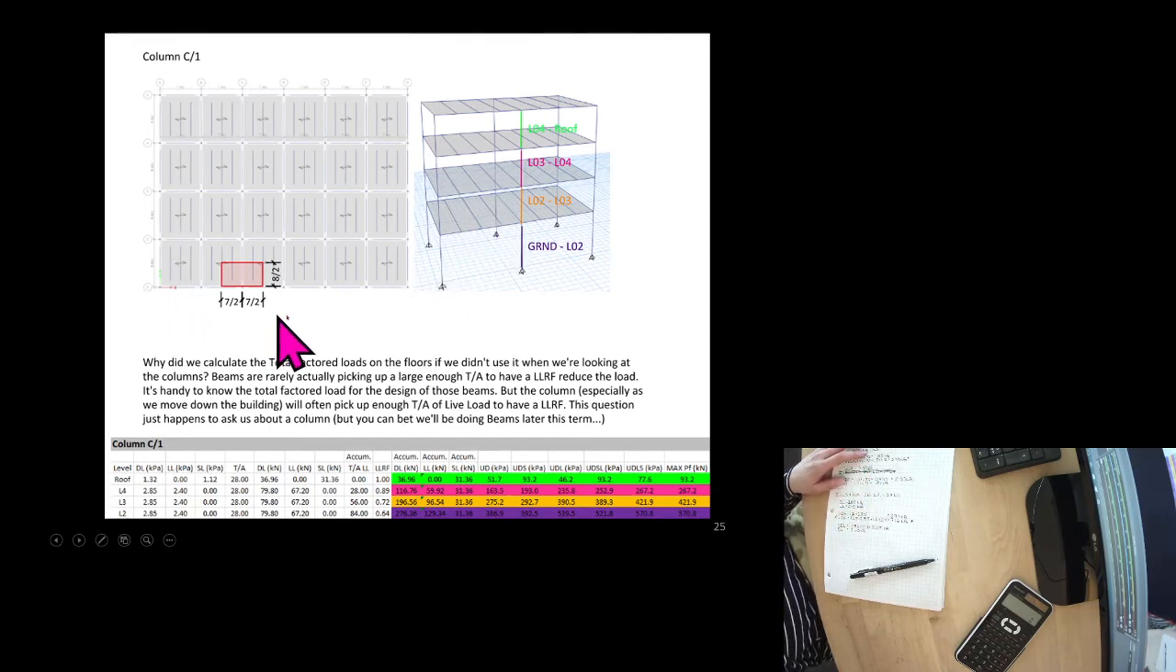So column C1 is right here, and it is picking up a quarter of this bay and a quarter of this bay, or half of 7 meters in this direction, half of 7 meters in this direction, making 7 meters on this side, and half of 8 meters along this side. So it's like we have two tables butted up against each other, and that column is picking up both of them.